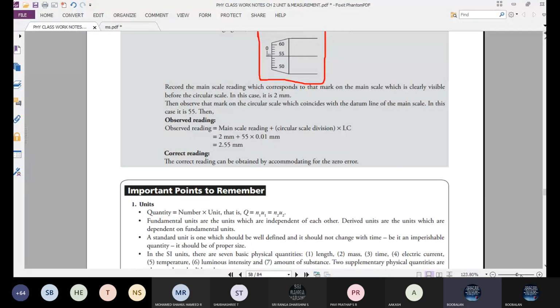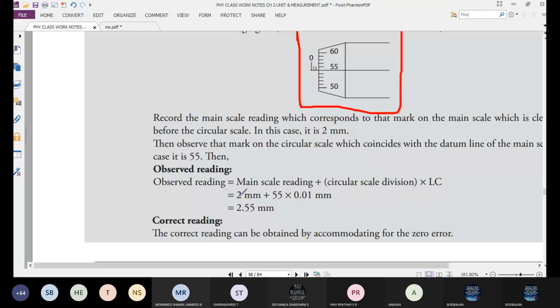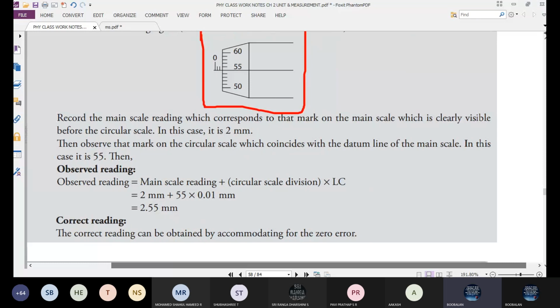Now tell me, how to measure the main scale reading and circular scale reading? The circular scale reading is 55. This is the formula: main scale reading plus circular scale division into least count. The main scale reading is 0, 1, 2, this is visible, no? 2. That is the main scale reading. Circular scale division 55, least count 0.01. So finally you will get 2.55 mm.